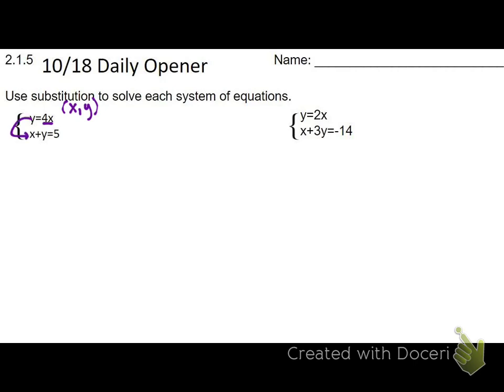Now, when I say substitute, instead of putting Y, so instead of putting X plus Y equals 5, we're going to substitute for Y. What does Y now equal? 4x. Okay, so we're going to have X plus, when I substitute, I use my parentheses as a placeholder, 4x. So I substituted for Y. What's the rest of my equation? Equals 5.